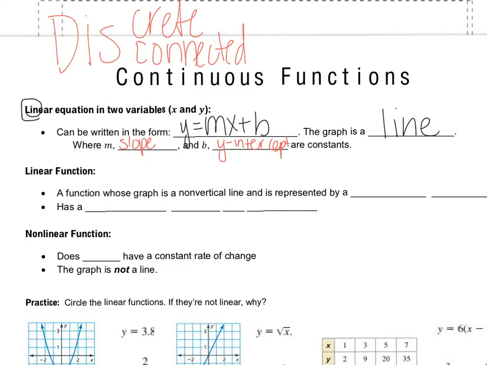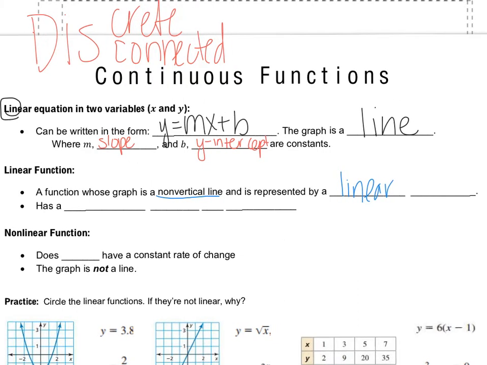So a linear function, to be a little more specific, is a function whose graph is a non-vertical line, and it is represented by a linear equation. So a linear function is represented by a linear equation.